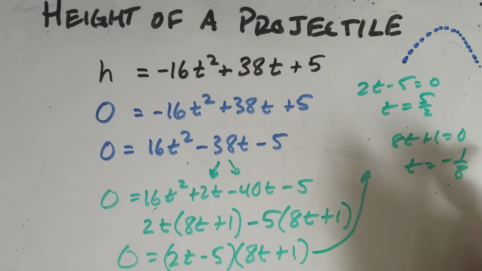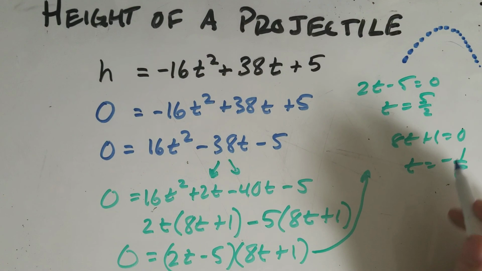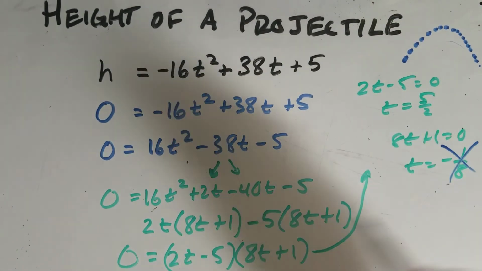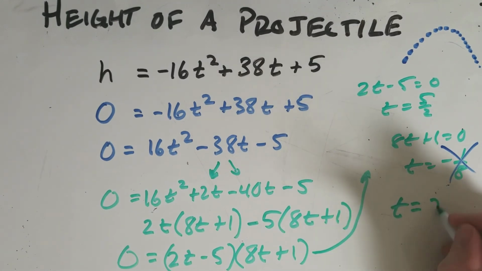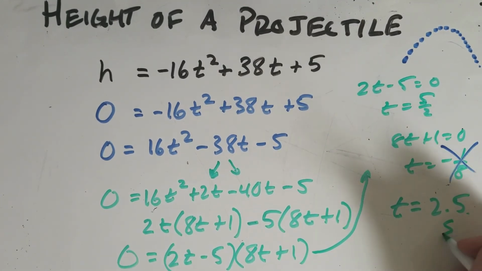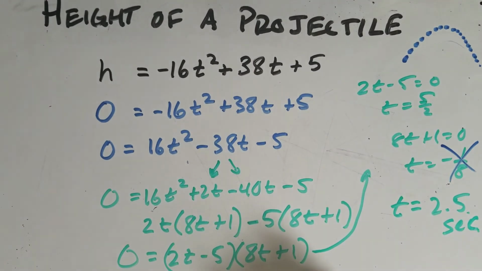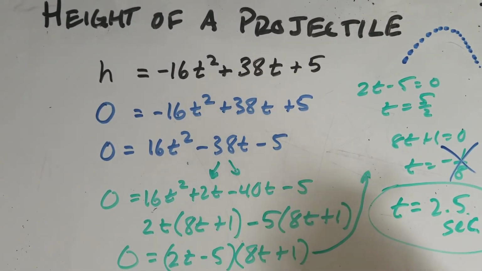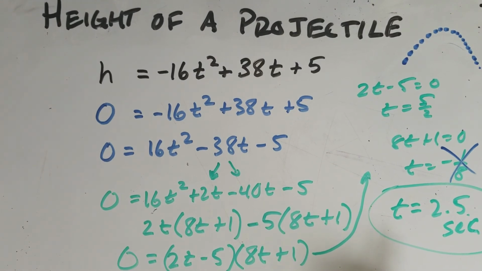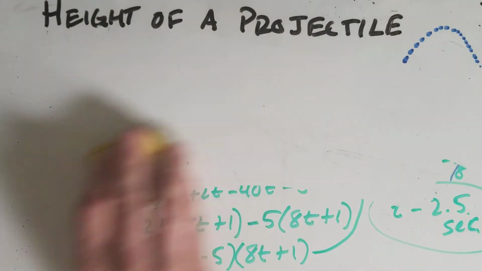If you're thinking about time, this is a solution to the quadratic, but it doesn't make sense for our problem, so we're going to throw that answer out. So our time would be 2.5 seconds. So after 2.5 seconds, the discus that Brian threw will hit the ground. It takes that long for it to go back down to the ground. And just like that, the problem is done. So let's go on to our second one before you try some of these on your own, and erase all this great work.